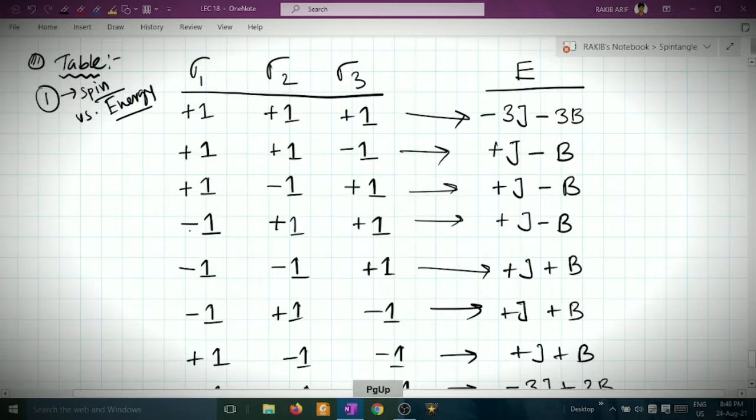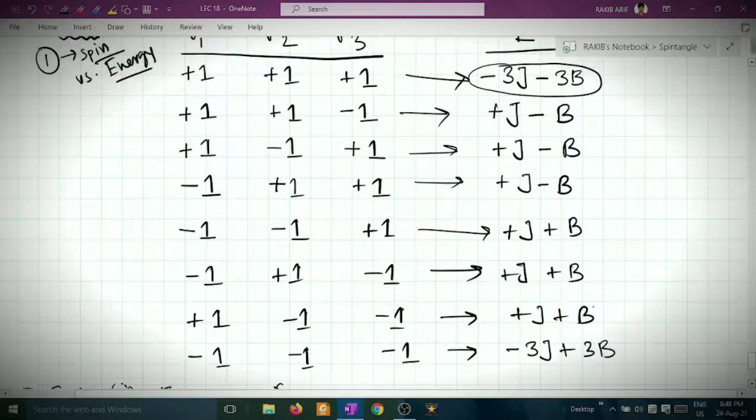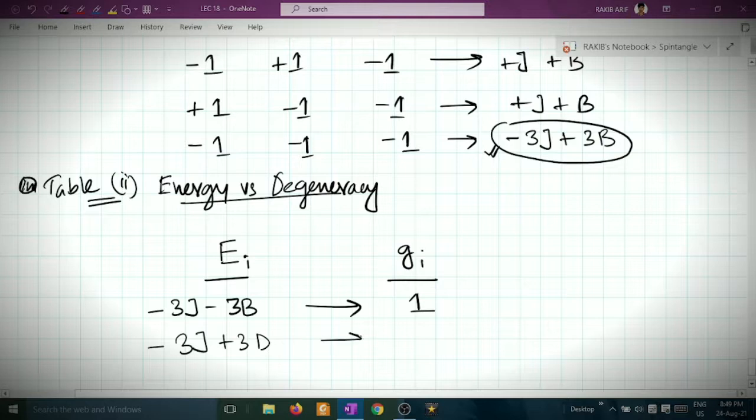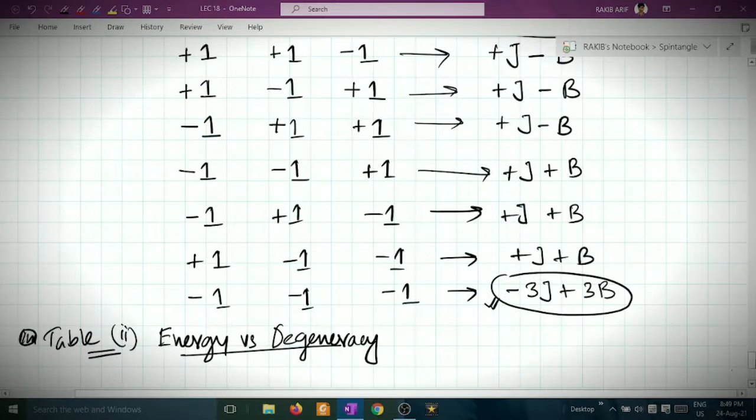How many possible values of energy are there? Say minus 3j minus 3b. Is there any minus 3j minus 3b? No. This is minus 3j plus 3b. This is not similar. Therefore, minus 3j minus 3b is non-degenerate, that means degeneracy 1. And now I am also taking the next, say minus 3j plus 3b. There is one microstate, one degeneracy, non-degenerate.